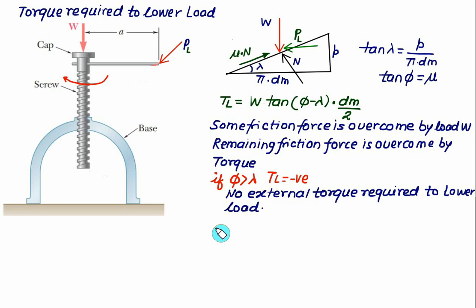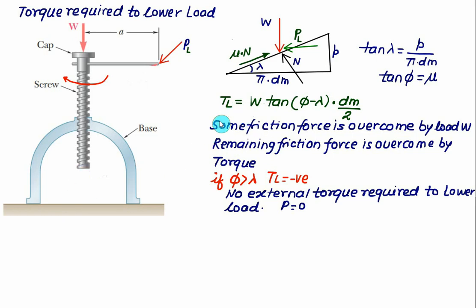Suppose we are using a screw jack to lift the car. In that case, the car will be lifted, but as soon as you have to carry out the repair work under the car, and if the value of phi is greater than lambda, since no external torque is required, the value of P will be equal to 0. And since no force is required here to move the load downward, the entire car will move in a downward direction, and that may be a severe accident. And therefore always you have to take care that the value of TL must be positive.